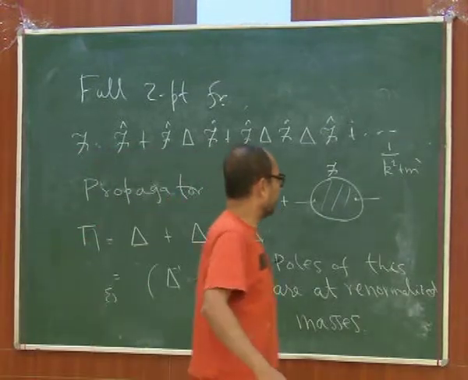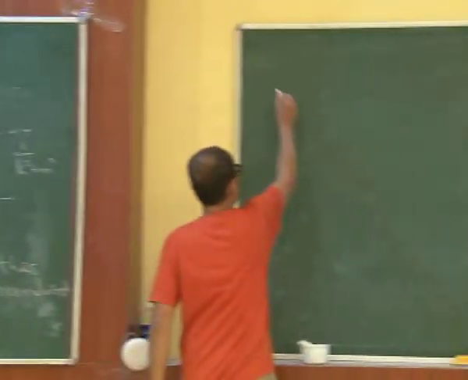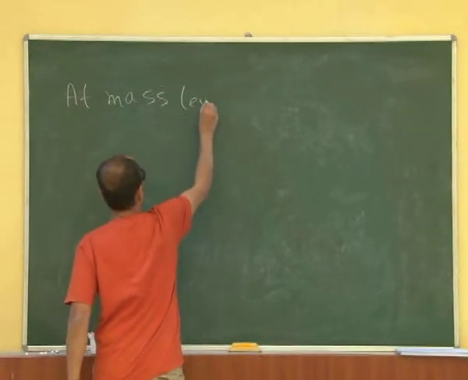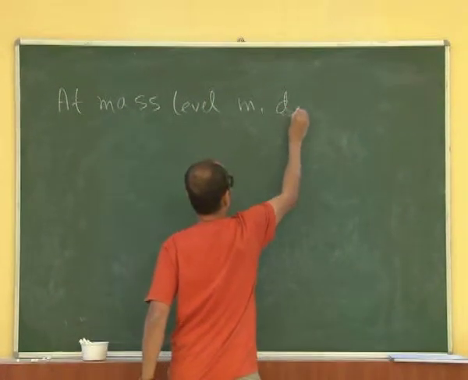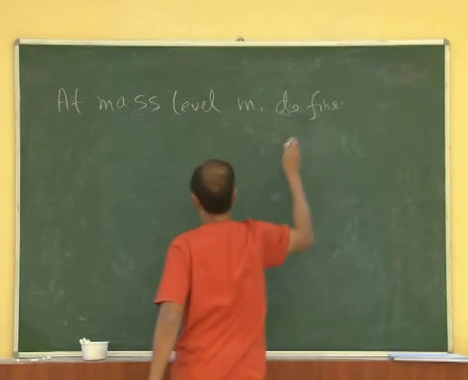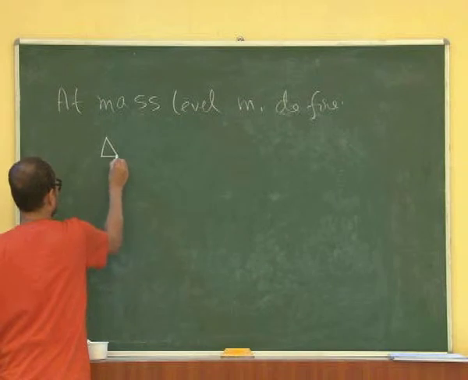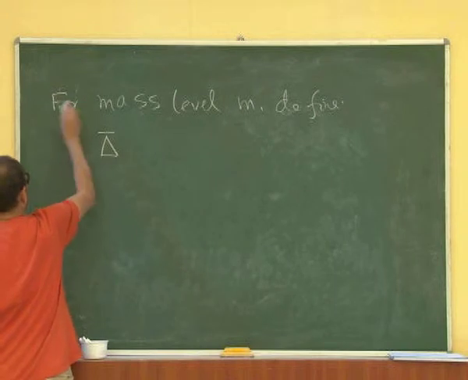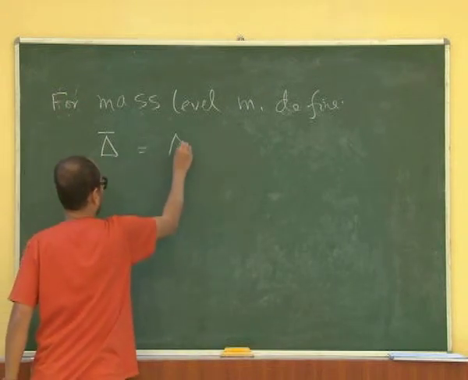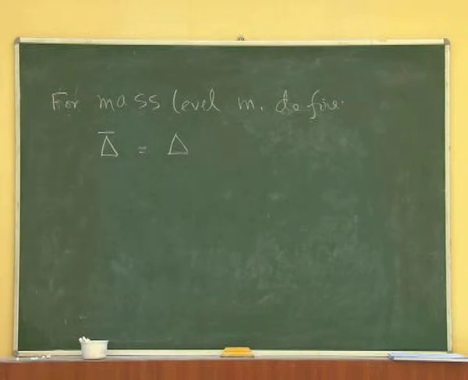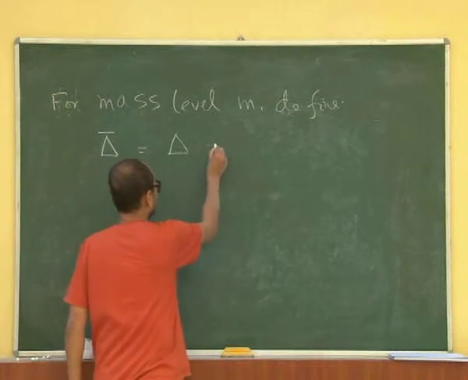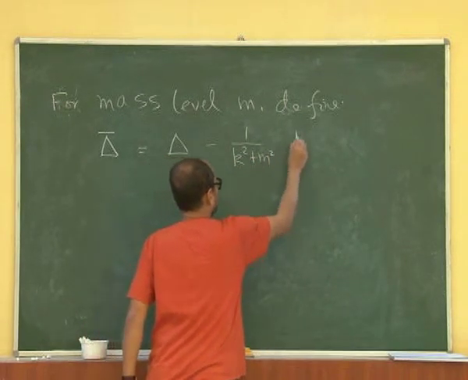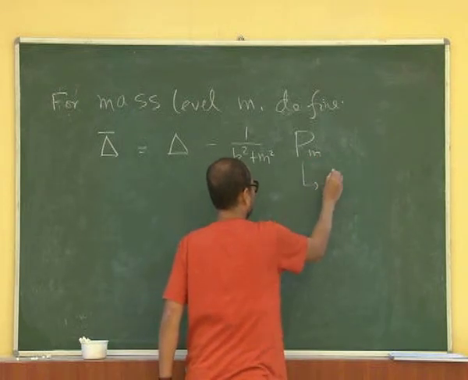Okay. But suppose you want to work at mass level m. Let us define an operator delta bar. Suppose you want to work at mass level m. We define an operator delta bar. What you do there is that you take delta and subtract from this a term of the form 1 over k square plus m square times a projection operator, where this is the projection operator onto mass level m.